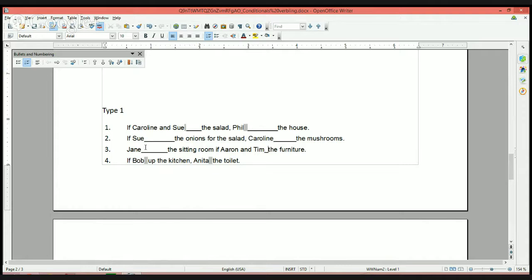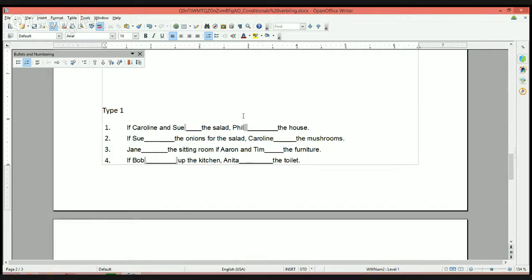If Caroline and Sue have... I don't understand the sense of the sentence. Okay, so let's talk a little bit about it. Sometimes it's hard to see exactly what the context is when we're missing those verbs. So we have Caroline, Sue, and Phil. We've got 3 different people here in this sentence. And then we have 2 nouns, the salad and the house. So what could 2 people, Caroline and Sue, possibly do to this salad? What are some verbs we could use there?